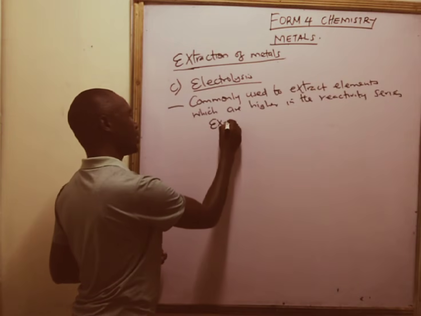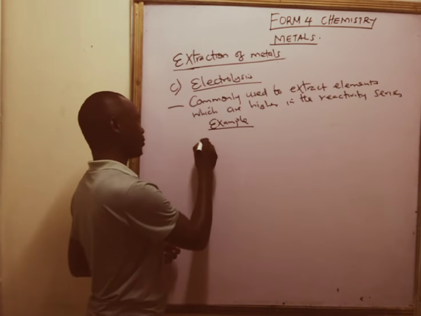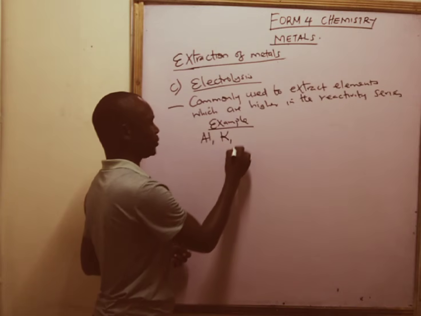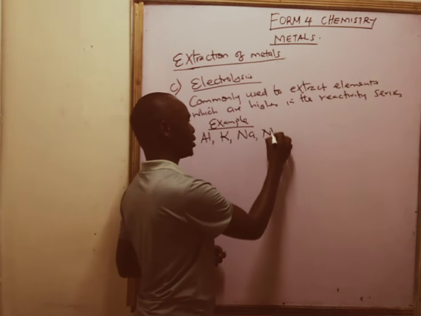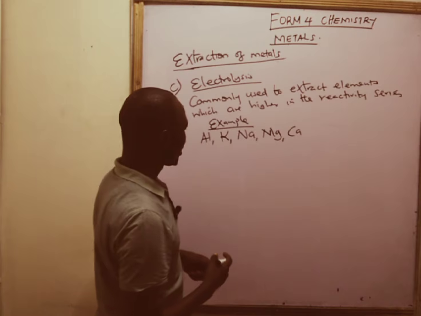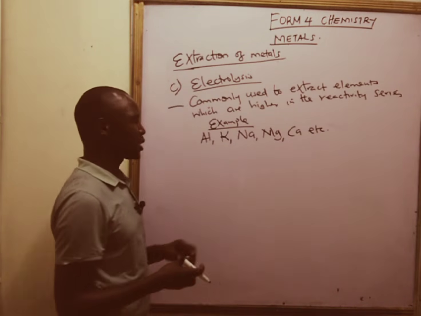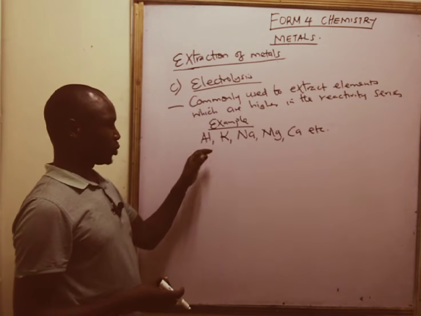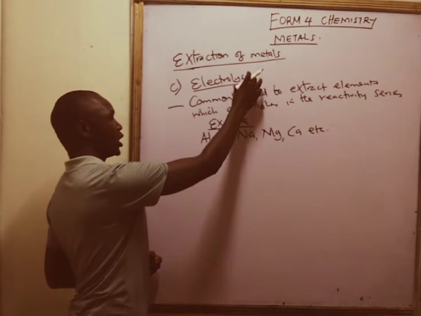Examples of those elements which are extracted using electrolysis are: we have aluminium, we have potassium, we have sodium, we have elements like magnesium, we have calcium, etc. These metals form very stable compounds that cannot be extracted using either heating or reduction, and therefore we use electrolysis.